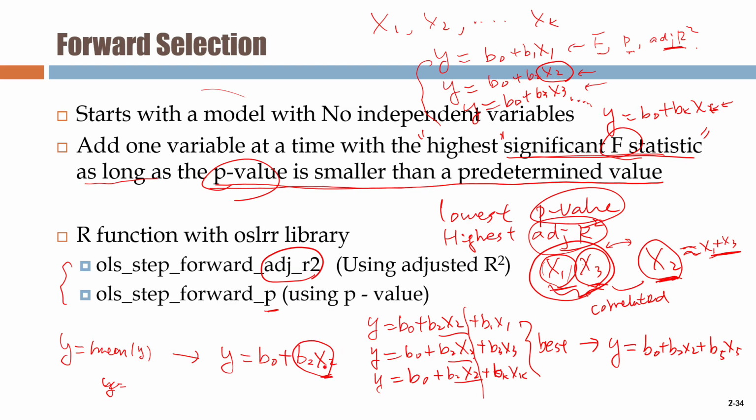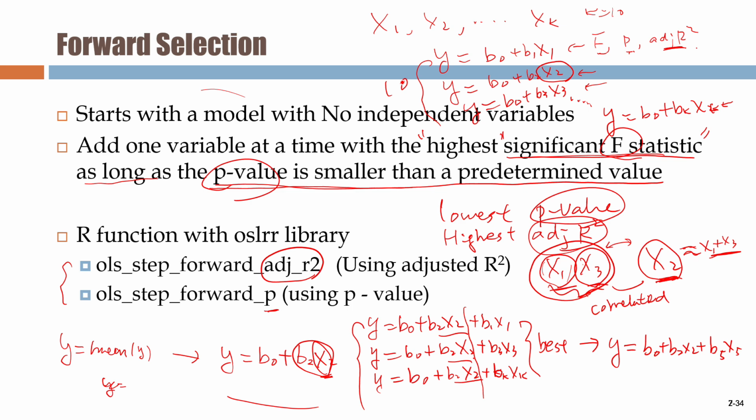Actually, if you have 10 X values, so K is 10, for the first variable selection you have to run 10 regressions, and then choose one variable. Which one should we add? And then for the second variable, you have to run the 9 possible regressions again, choose the second variable, and so on. So you have to run the regression so many times by yourself.